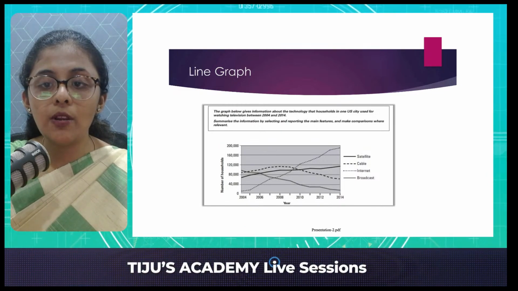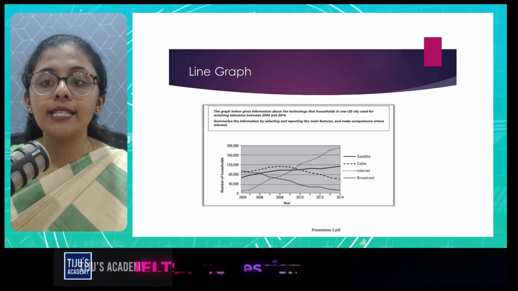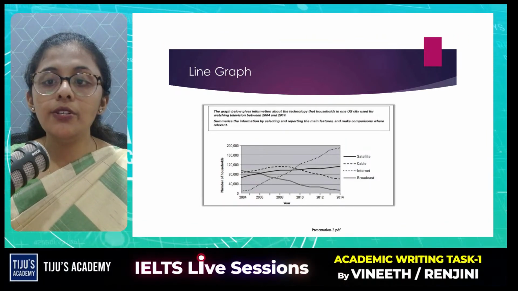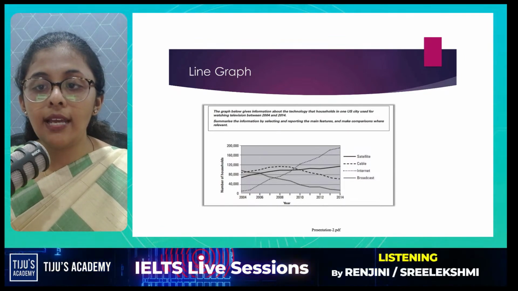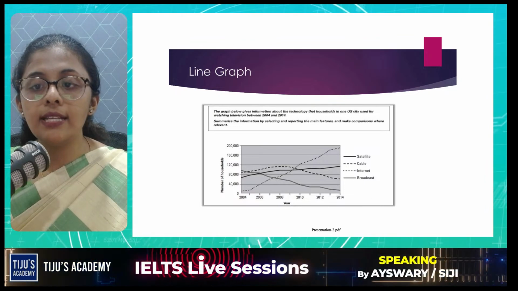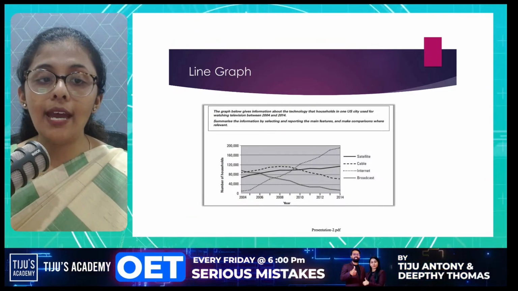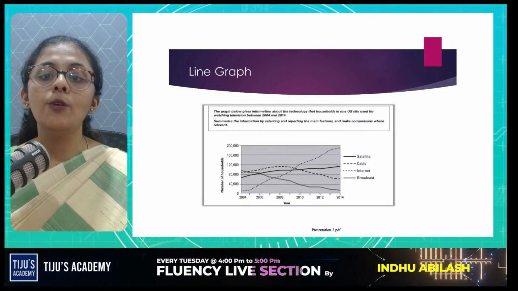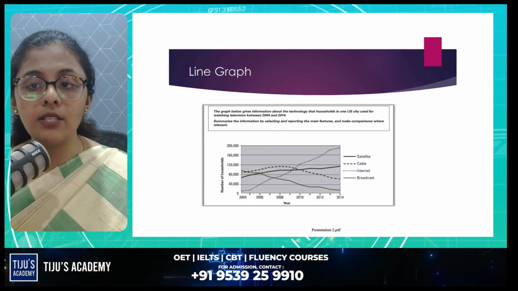In this particular line, it is black color. So you can see that this black color depicts a satellite. Second, a dotted line, it's cable. Another dotted line is the internet. Another straight line is broadcast. So before that, if you start writing, you may get onto a wrong track. So first thing, read the question at least twice.